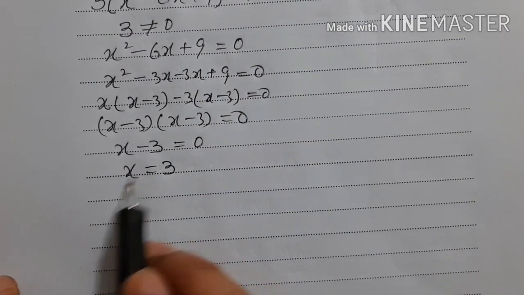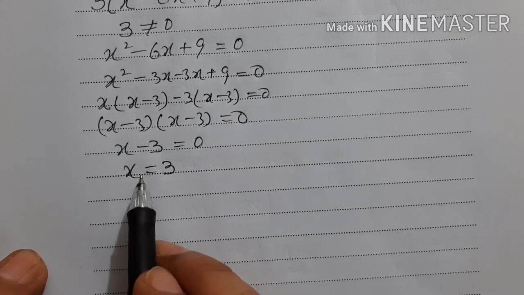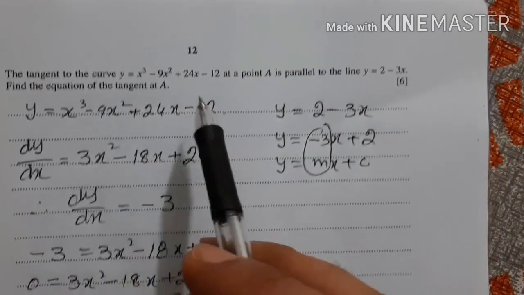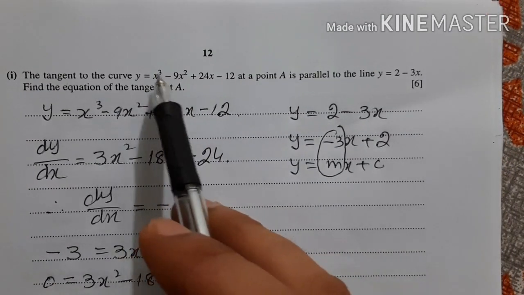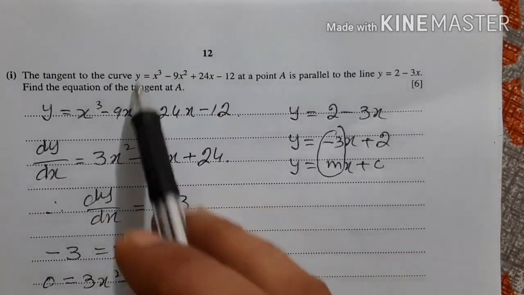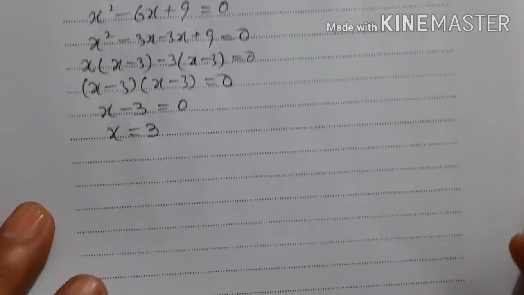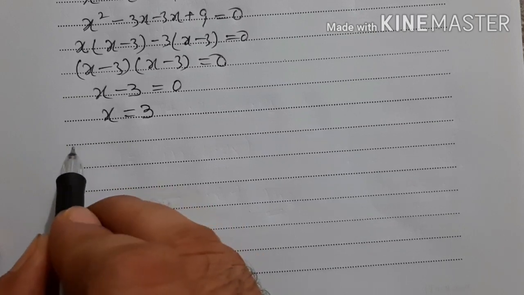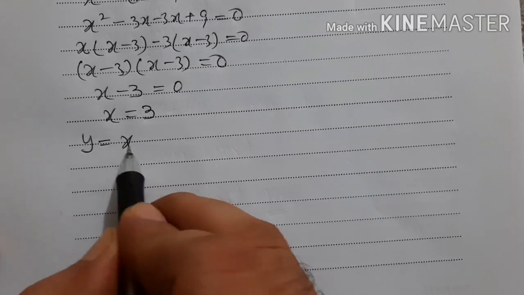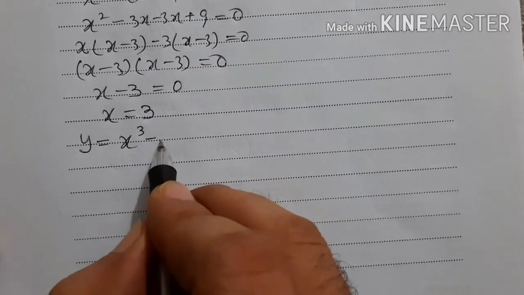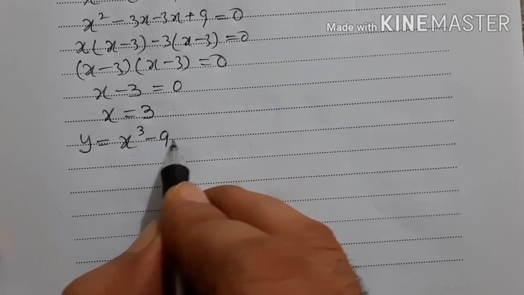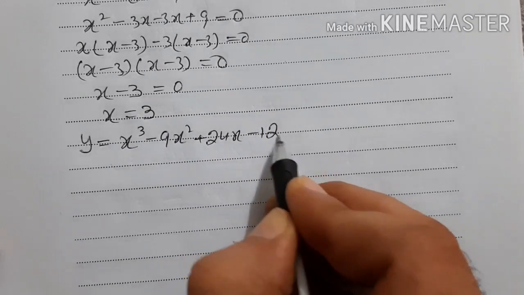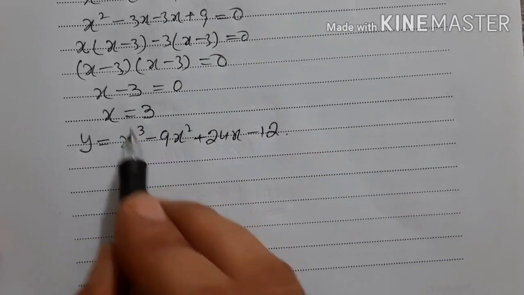Now this is the x coordinate of point A. So that is the x coordinate for this point A. So for the y coordinate, I'll put this value of x in the curve. I'll get the y coordinate of A. So I got the curve x cube minus 9x square plus 24x minus 12. So put the value of x.